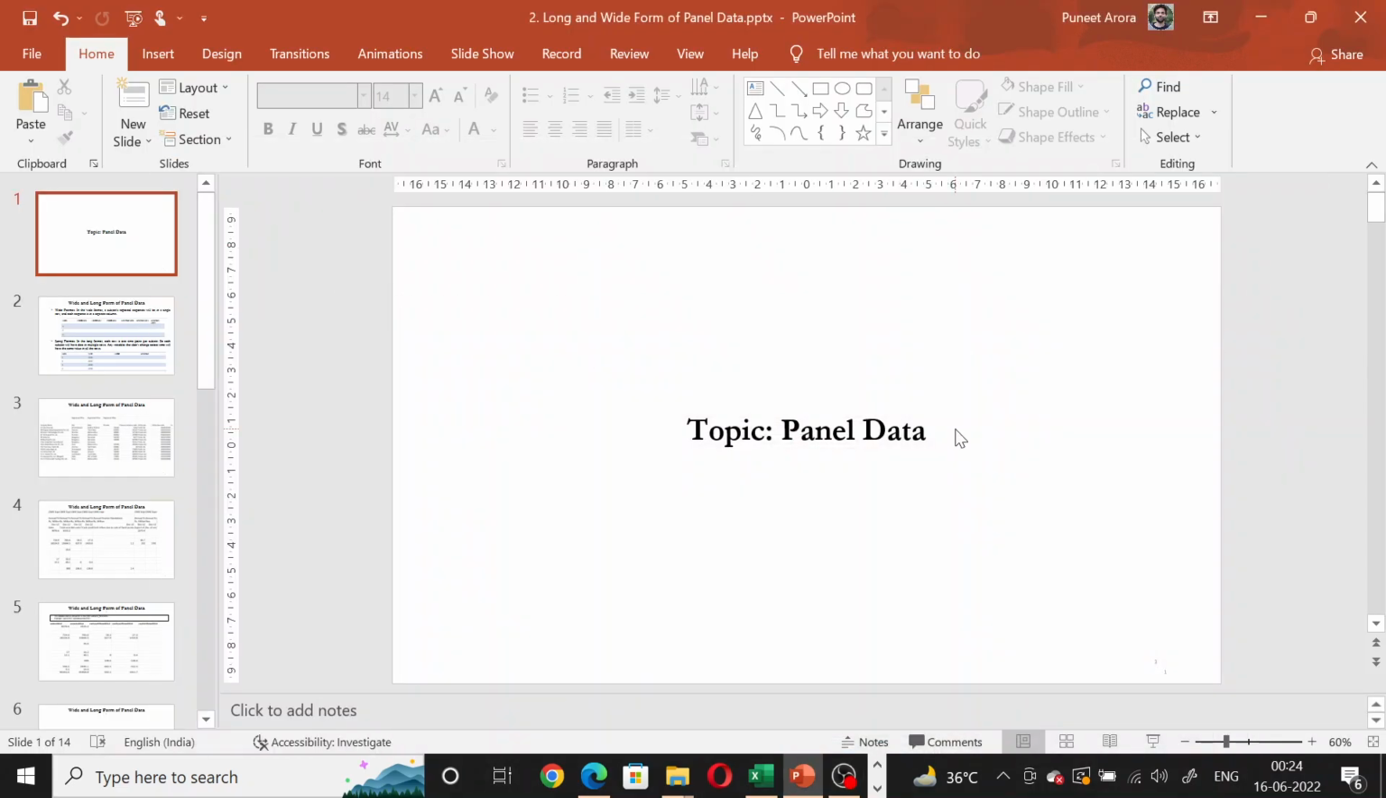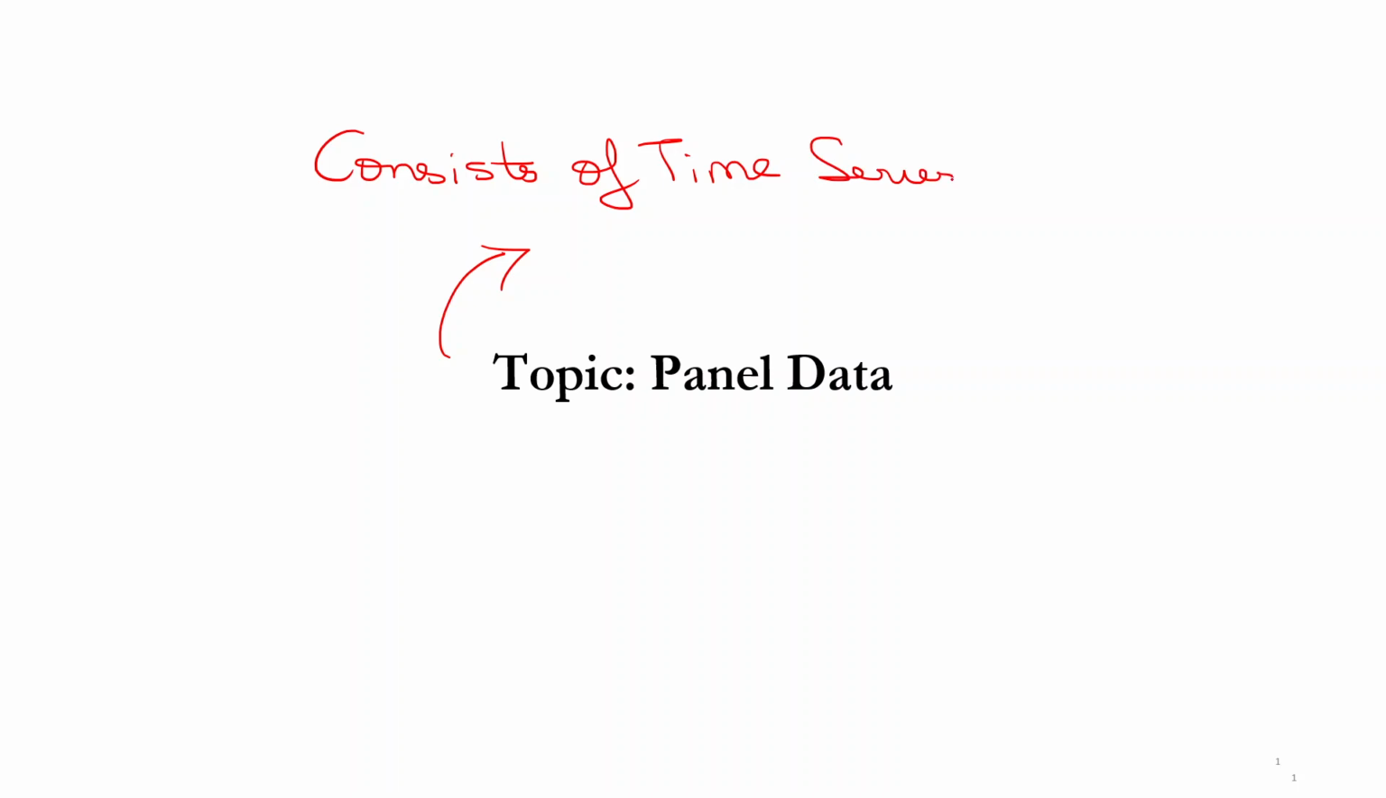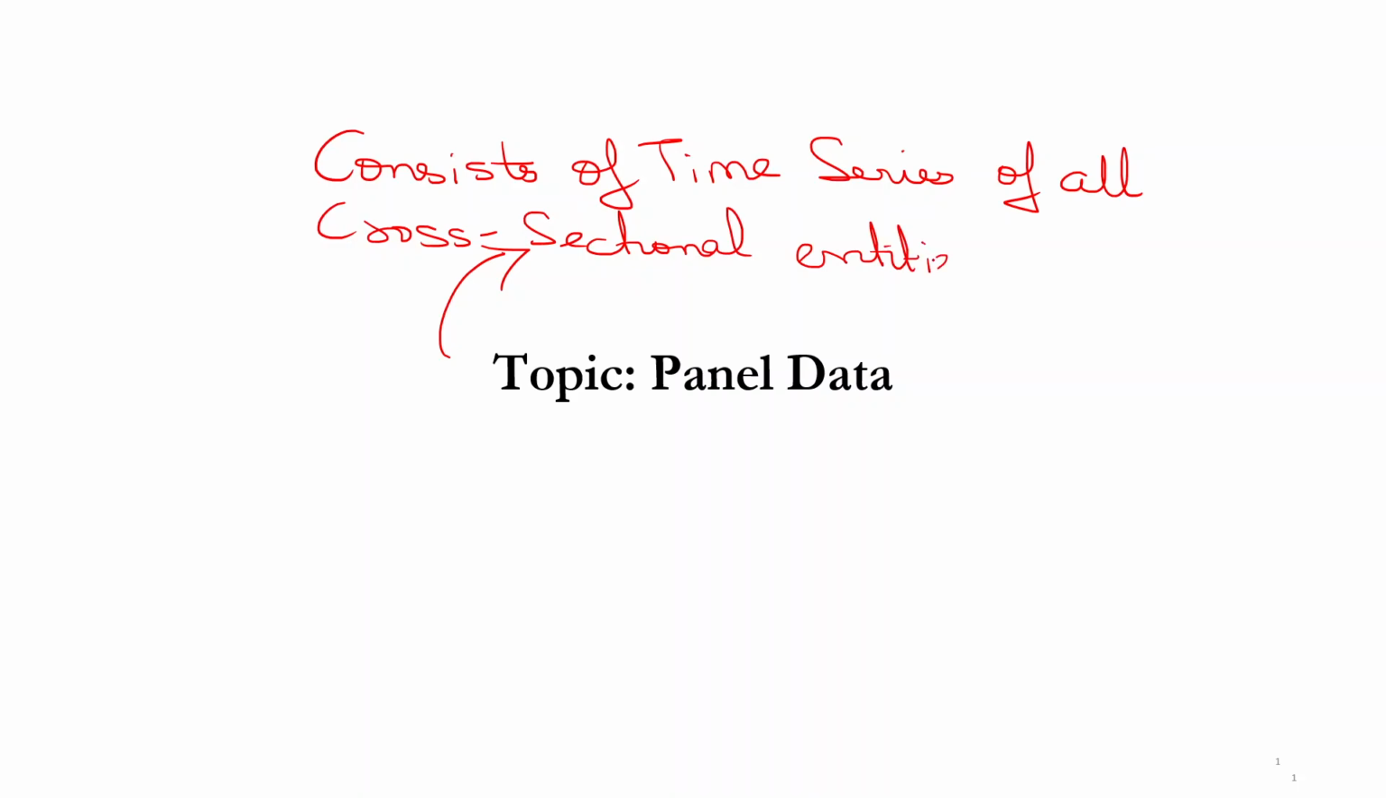In this video, we will look at how we can convert wide form of panel data into long form and vice versa. Now, we all know what a panel data is. A panel data basically consists of time series of all cross-sectional entities or subjects in the data set.